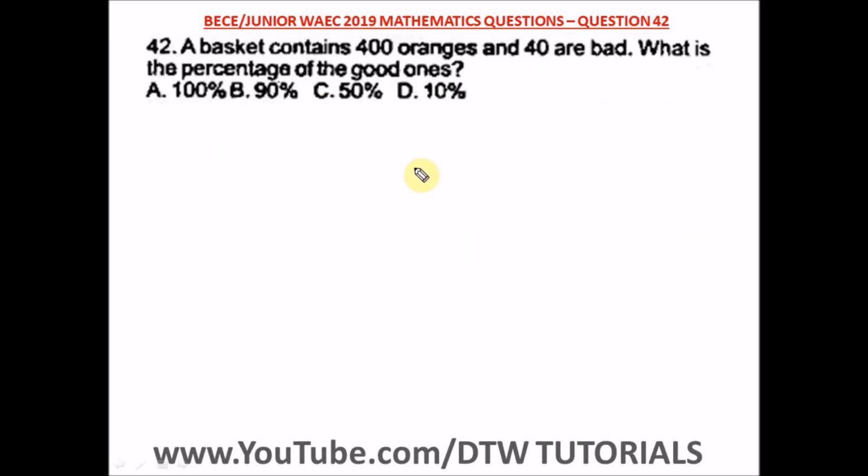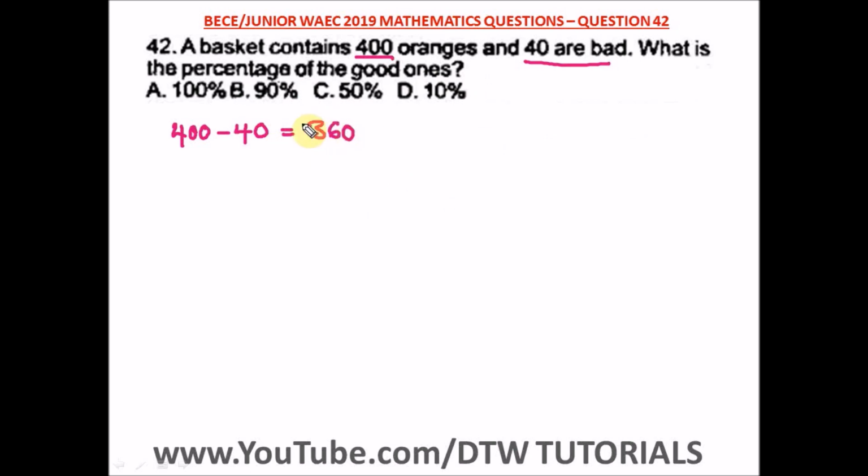Question 42 of the BECE Junior WAEC 2019 Mathematics Past Question. It says a basket contains 400 oranges and 40 are bad. What is the percentage of the good ones? 40 are bad, so it means the good ones, how many are the good ones from the 400 oranges? Since 40 are bad, it's just simply 400 minus 40. And what is 400 minus 40? That's 360. So we have 360 good oranges. So the question asks, what is the percentage of the good oranges? So definitely the percentage of the good orange is what?